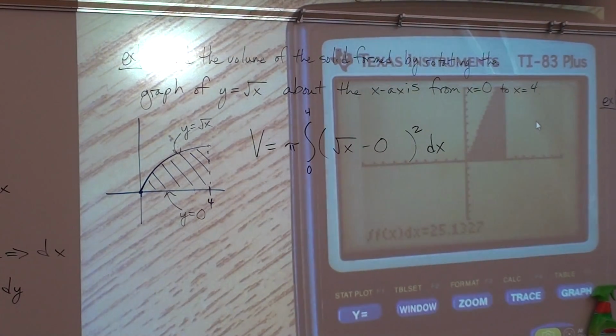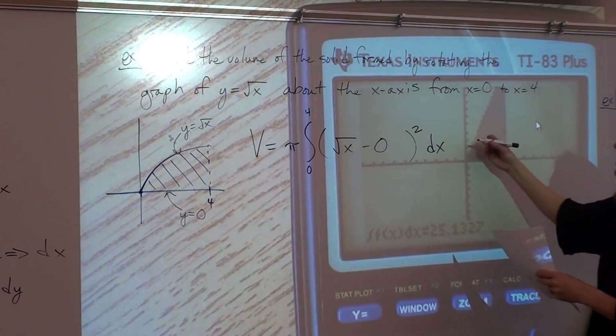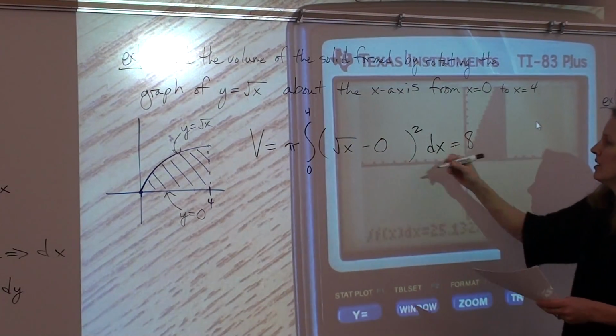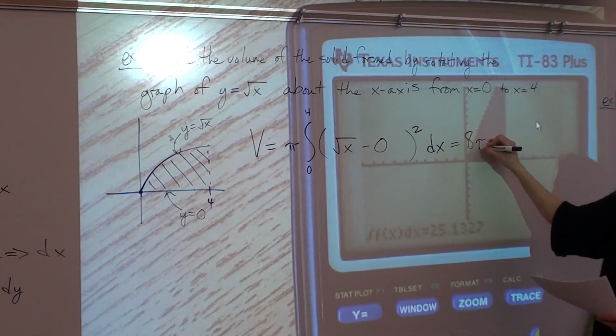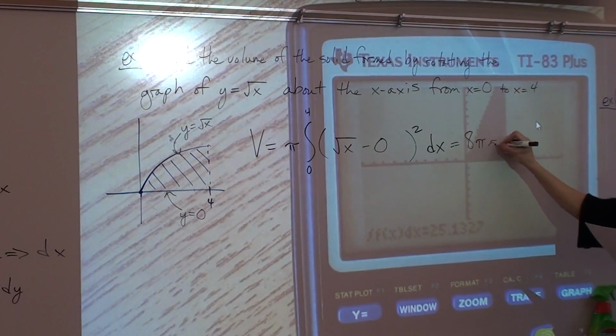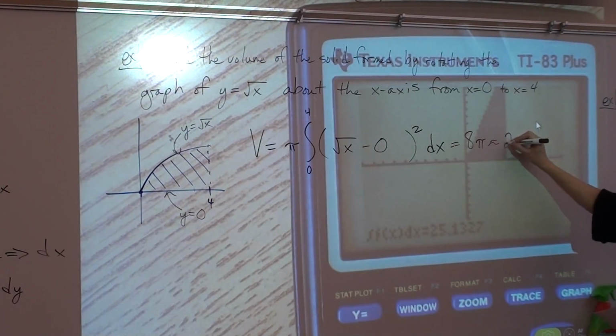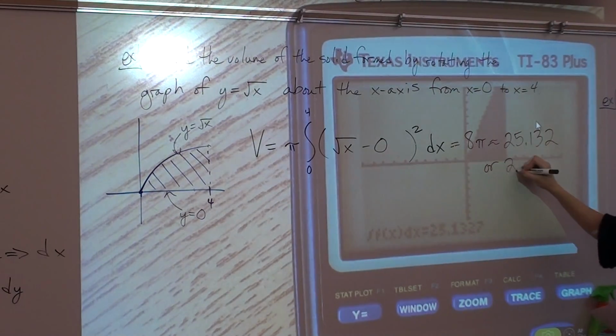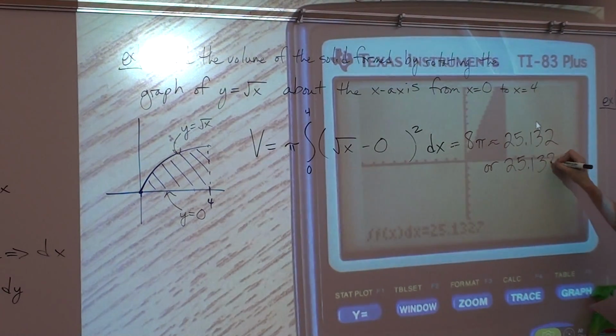Okay. There are 3 answers that would be accepted for this problem. The first answer, if you didn't put the pi in, your calculator would just give you 8, but then you can put the pi on yourself. So if you wrote 8 pi, that's fine, right? Or you could give 25.132, or you could give 25.133. They'll accept the truncated or the rounded answer. You can round up or down.